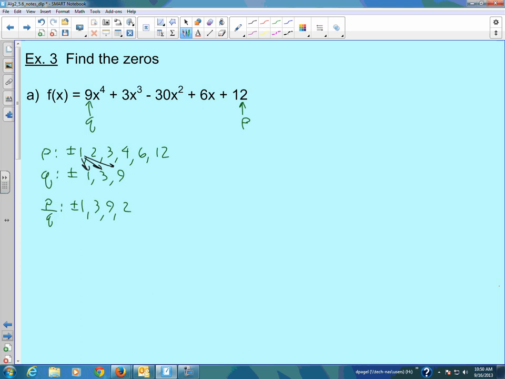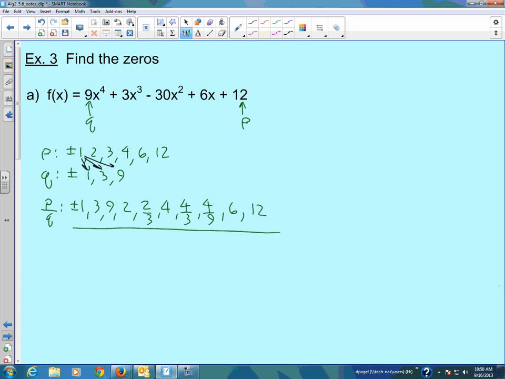2 over 1, 2 over 3, 3 over 3, which is 1, so I don't need to repeat it. 4 over 1, 4 over 3, 4 over 9. Yes, you're going to have some possible zeros that are fractions. 6 over 1, 6 over 3, which is 2, already accounted for. 6 over 9, if we reduce it, becomes 2/3, which is already accounted for. 12 over 1, 12 over 3, which is 4, already accounted for. 12 over 9 reduced becomes 4/3, also accounted for. So there it is. There's my long list of possible zeros that I will now set up synthetic division with and test.